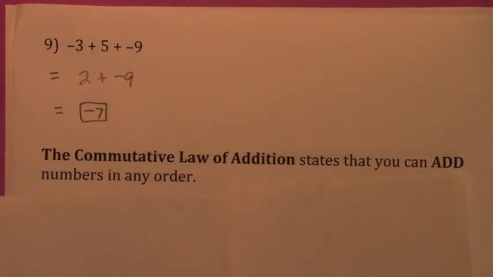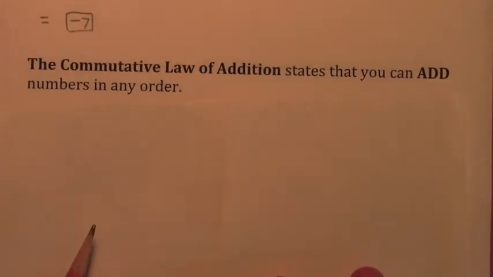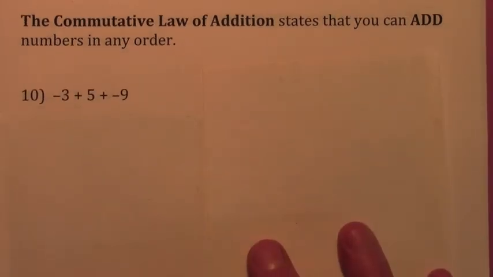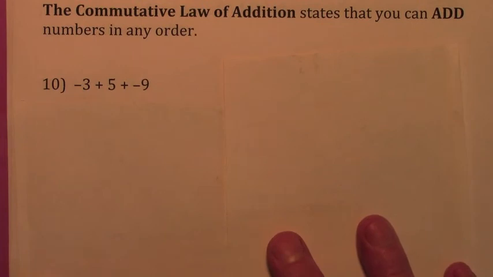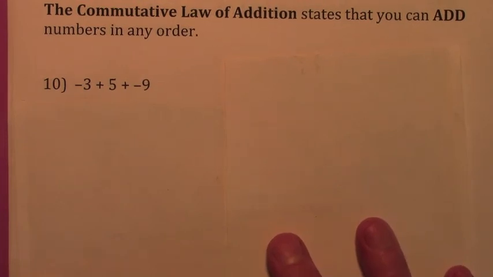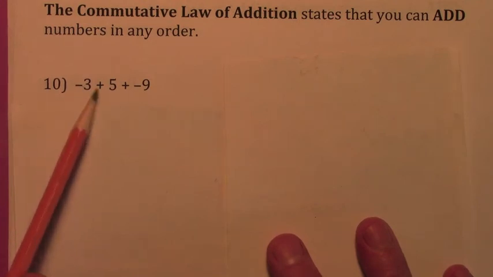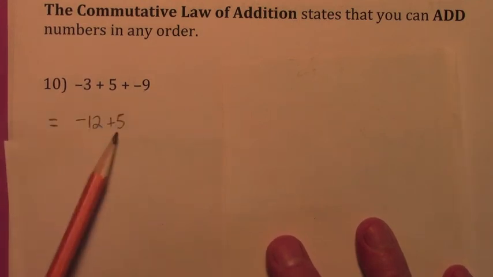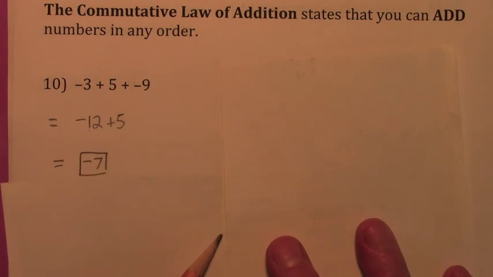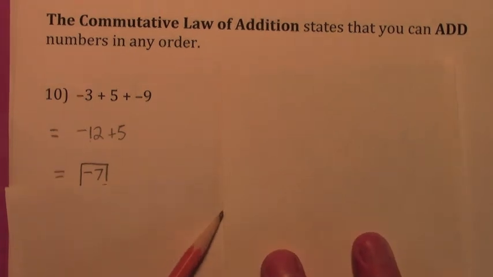It's called the commutative law of addition. It says that when you add numbers, you can move them around in any order. It works for addition. It doesn't work for all the operations. So it might be easier to do it that way, even though technically you're violating the order of operations. In some cases, it's okay to do. So if you added the -3 plus the -9, you get -12. Then you add 5 to that, you end up with the same place, right? You still get -7. That's what we got before, see?